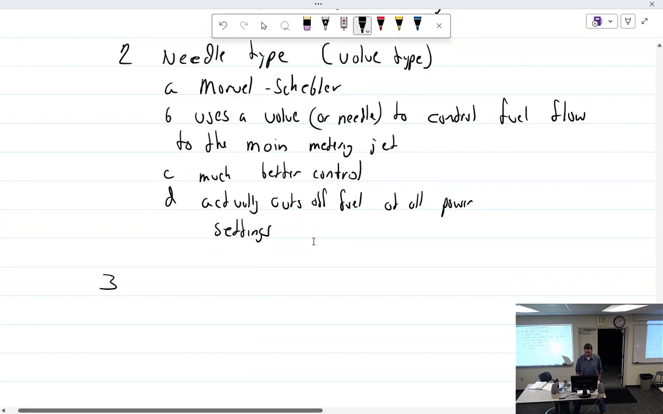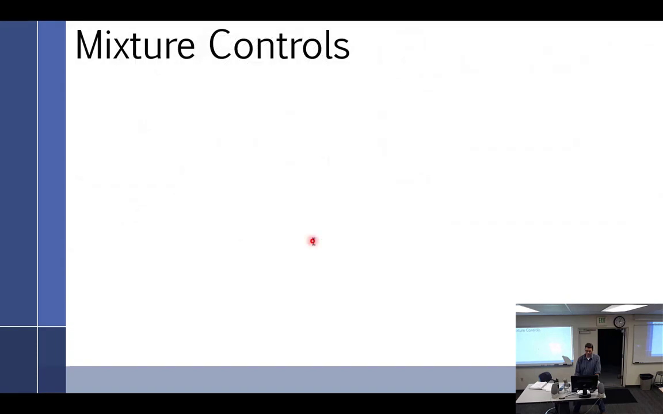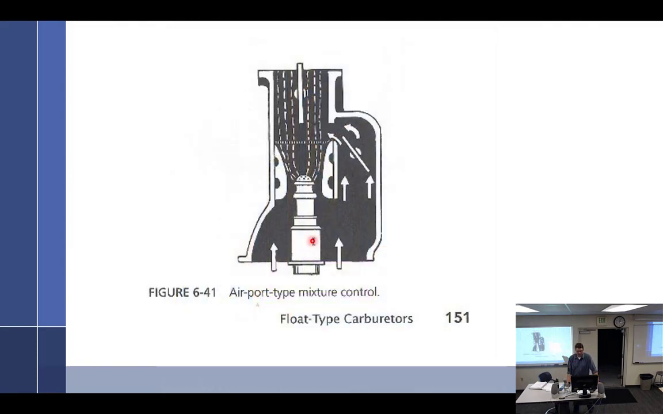Okay, then there's the airport type. Although I've never seen this particular style on a carburetor I've worked on. It's kind of funky, but it looks like it's a Stromberg of some sort, maybe the larger Strombergs. So here's your throttle valve. Here's your airport mixture control valve. It opens and closes and lets air go in past the venturi.